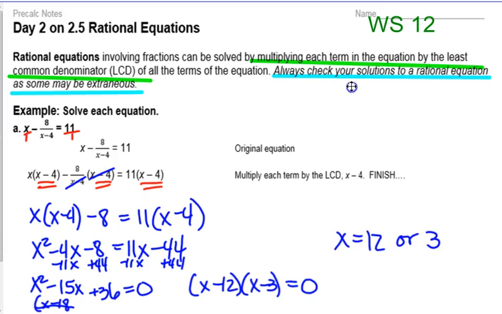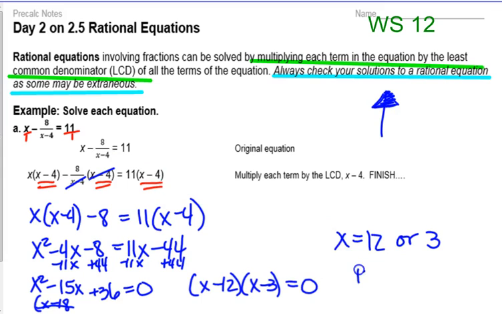Really important that you always check for extraneous solutions. You can check it by plugging it in everywhere, but basically the problem will be if it makes the denominator 0. Okay? Neither of these make the denominator 0. So we should be fine.